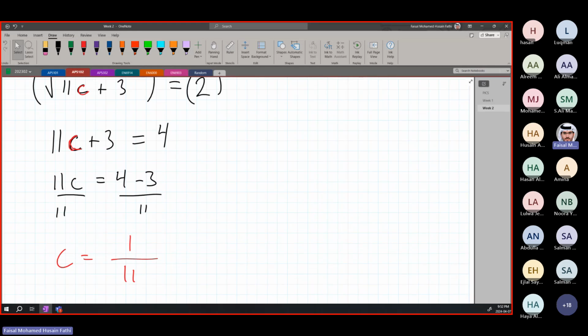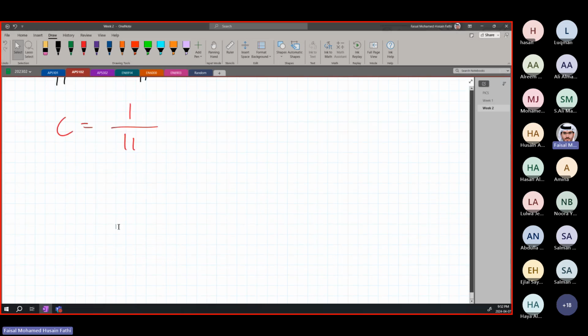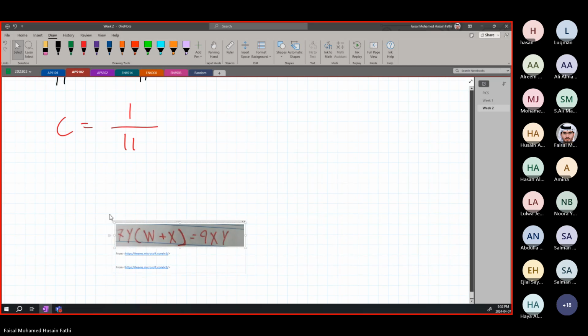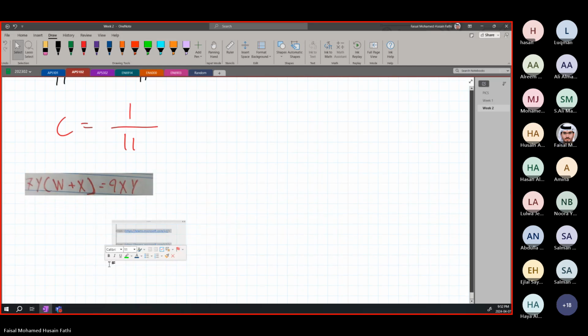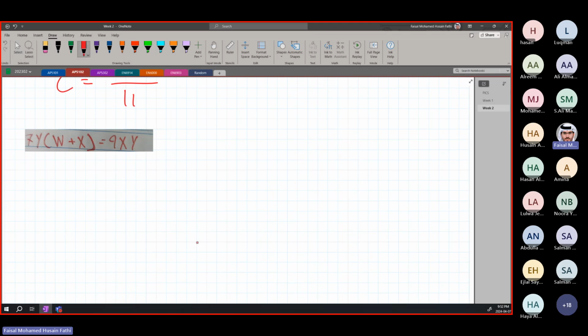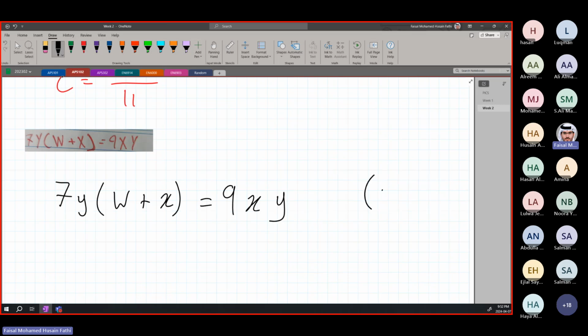Let me go back to the algebraic, because a lot of you guys want me to focus on that a bit more. Someone just sent me this question as well. So 7y into w plus x is equal to 9xy. I don't know what the question here is exactly. What is the subject supposed to be? There has to be a subject. It has to say, for example, I want x to be the subject of this equation. How will you do this?